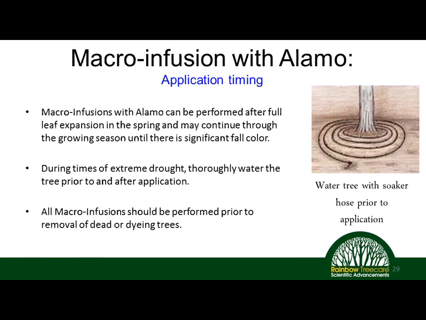So, application timing. Macro-infusions with Alamo can be performed after full leaf expansion in the spring and can continue throughout the growing season until there is significant fall color. If you're talking about live oaks, because they are for the most part always in leaf out, the only time you have to avoid treating live oaks is during the leaf exchange period, which typically occurs in February or March each year.